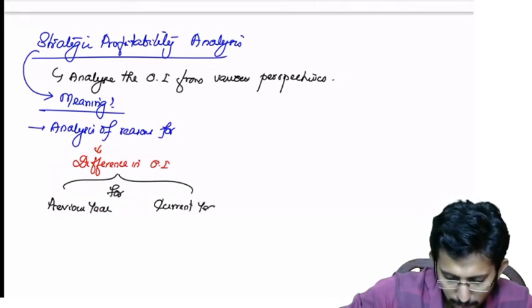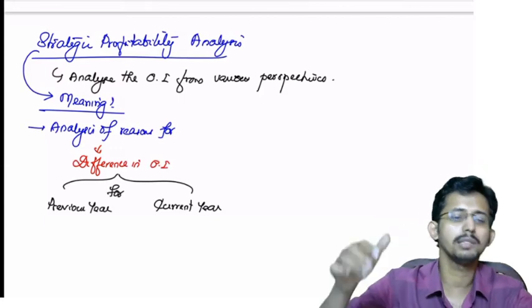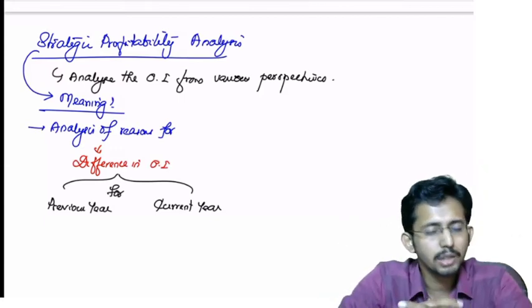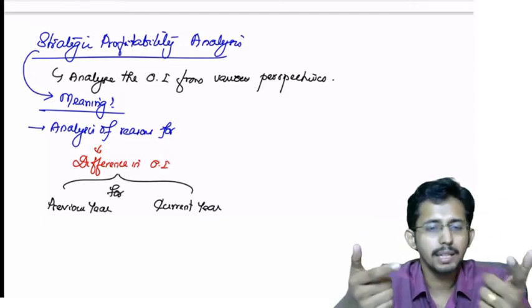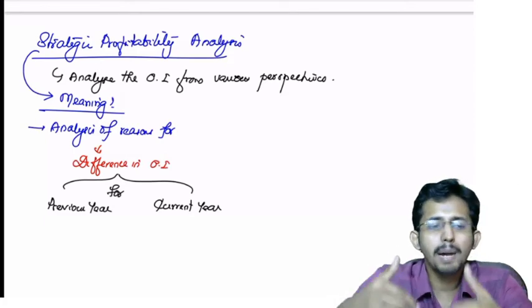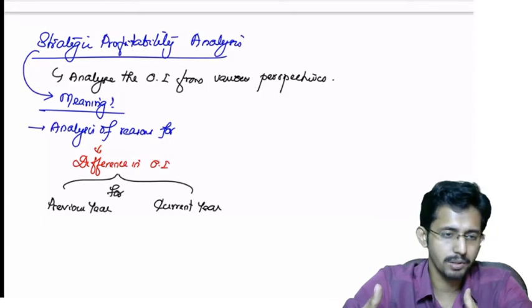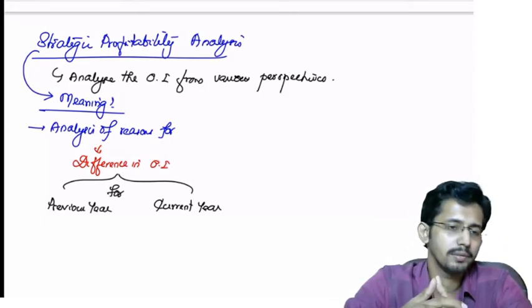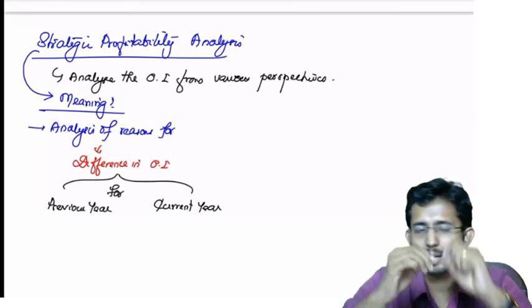You know what the operating income for the previous year is. You know what the operating income for the current year is. You compare these two. Why did my operating income decrease this year vis-a-vis the previous year? Or why did my operating income increase in the current year vis-a-vis the previous year? What are the reasons for it? That analysis is what is known as strategic profitability analysis.